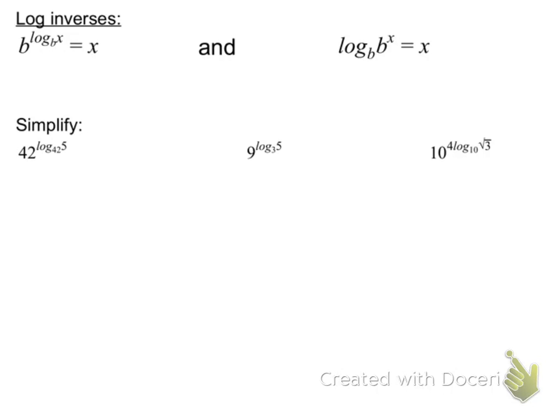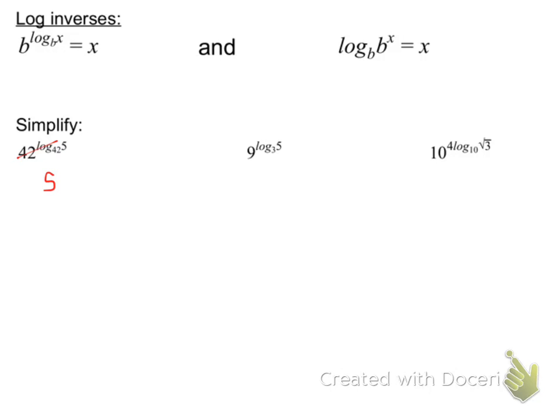Yes, the 42 and the log base 42 will cancel. So what I like to do is just cancel them out. And then the answer is 5. Done. Walking away.